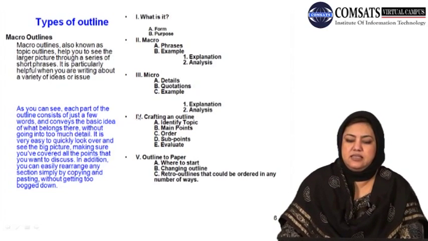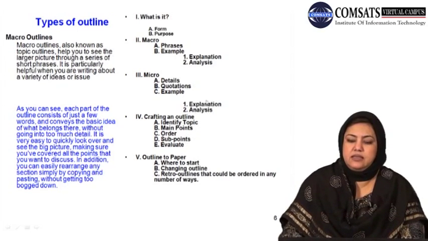That is why you can easily see that when it comes to the fourth major heading, that is crafting an outline, you can see subheadings as A, identifying topic, B, main points, C, order, D, subpoints, and E, evaluate. However, interestingly, you can notice that no further categorization or further subheadings are used. So the outline clearly shows that. And with this, the writer has moved on to number 5 heading, that is the major heading, outline to paper, which is again categorized into some subcategories.